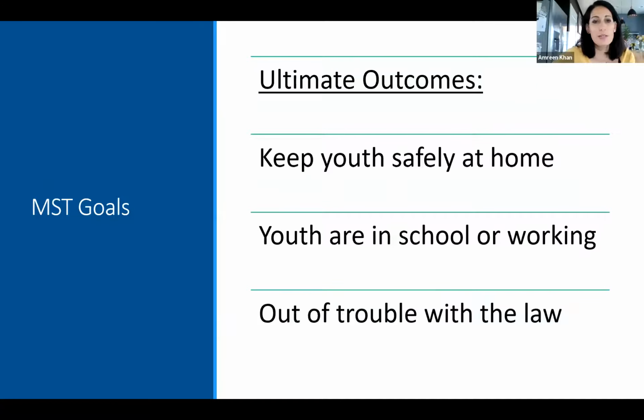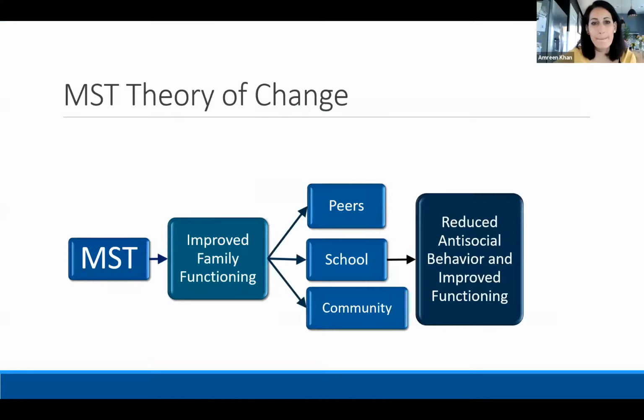So the ultimate goals of MST are to keep the youth safely at home, have the youth enrolled in school or working, and out of trouble with the law. The theory of change starts with the home or the family, then targets the peers, the school, the community, and really any kind of force that has any kind of influence on the youth and their behavior, resulting in reduced antisocial behavior and improved functioning.